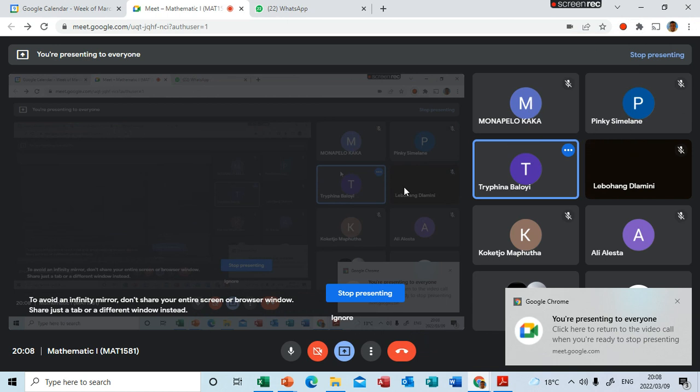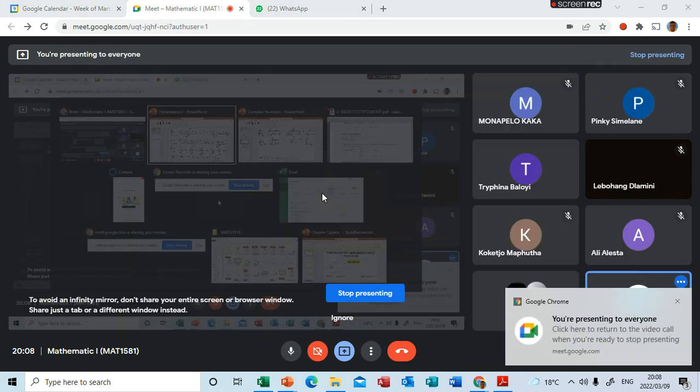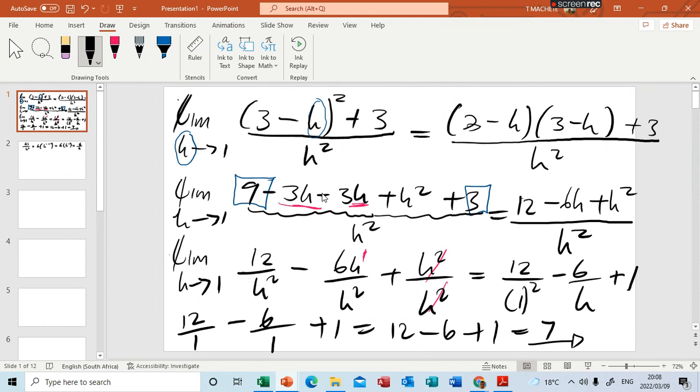When do you drop the limit? You drop it when you substitute. The moment you substitute h with 1, then you drop the limit, because now you're substituting. That's a valid question.